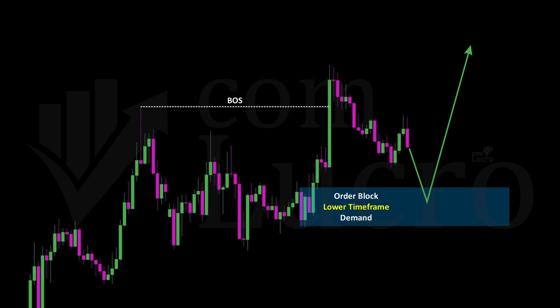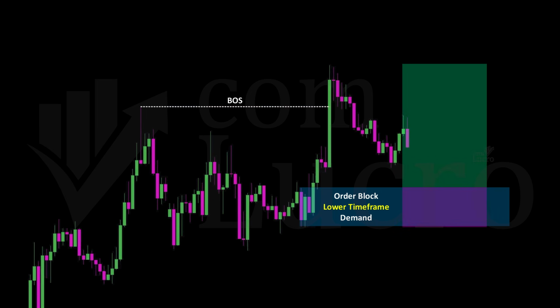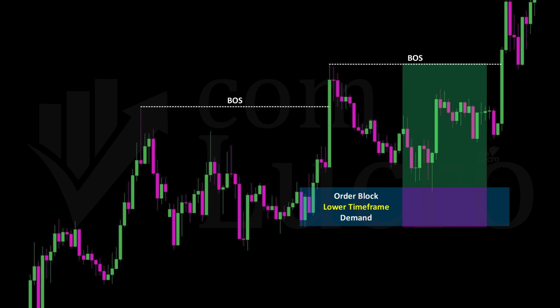With all confirmations aligned, we place a buy limit at the beginning of the demand zone and position the stop loss just below it. The target is set at the previous swing high. As price retraces into the demand zone, the entry is triggered, followed by a strong bullish expansion that creates another break of structure. This entire framework is built around 4 simple steps: direction, discount, liquidity, and demand.